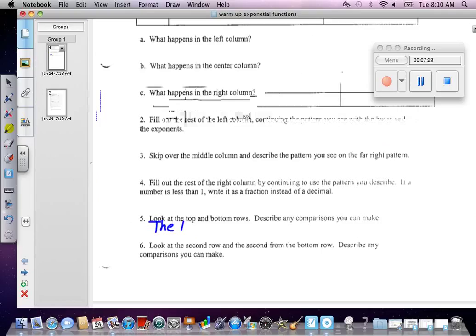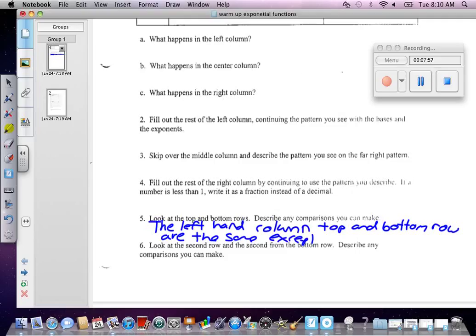The left-hand column, top and bottom row are the same, except one is negative and one is positive.